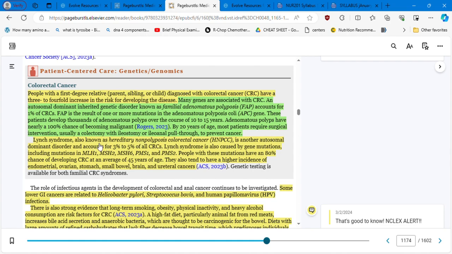Lynch syndrome, also known as hereditary non-polyposis colorectal cancer, is another autosomal dominant. And here you go. I'm not going to test you on the mutations, so this is for general information. The most important is that you need to know that we have this familial adenomatous polyposis, FAP, and if you have genetic risk or anybody in your family has Lynch syndrome, then your screening should be early.